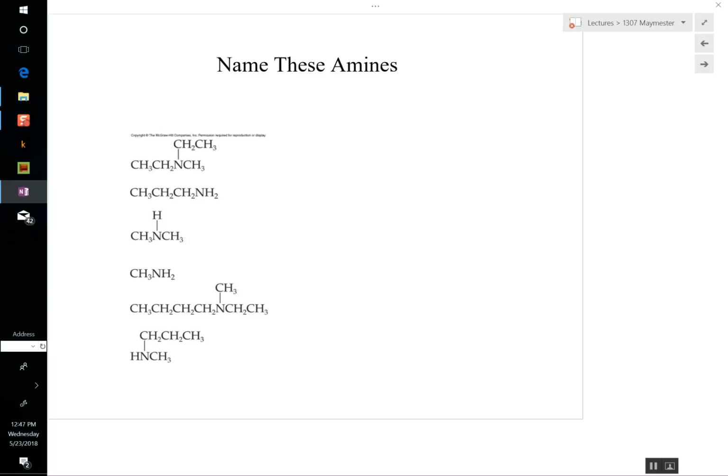So N,5-dimethyl-2-heptanamine. All right, N,5-dimethyl-2-heptanamine. And what is this 2 referring to? It's referring to the position of that amine. It's on carbon number 2.